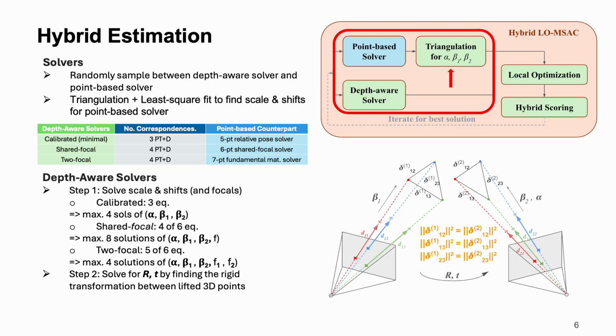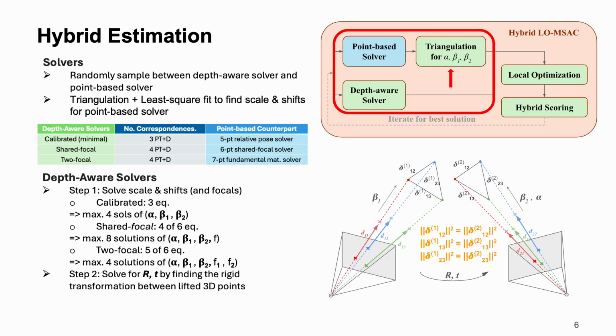Our depth-aware solvers work in 2 steps. First, solve for the scale and shift values. Consider the lifted 3D points of the 2D correspondences, using the scaled and shifted depth priors. The pairwise distance of the 3D points should be equal in both cameras' coordinate frames. These lead to a system of quadratic equations which we can solve for the scale, shifts, and optionally focal lengths.